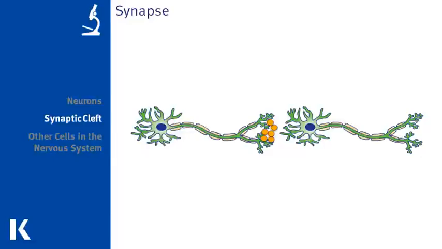Once our signal is received at the dendrites, it travels all the way down the axon until it reaches the synaptic terminal. Let's look at what the neuron does with this information. The general function of a neuron is to transmit signals between cells. An important fact to know for the MCAT is that these two neurons do not touch. There's a space between the two neurons called the synaptic cleft.